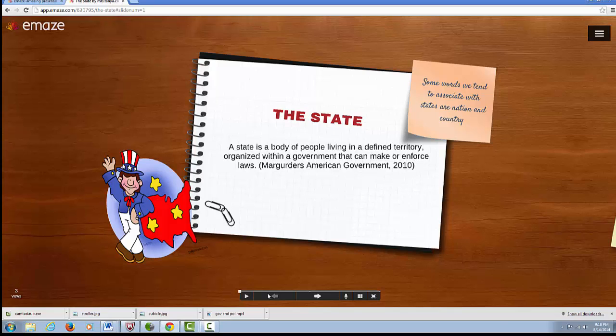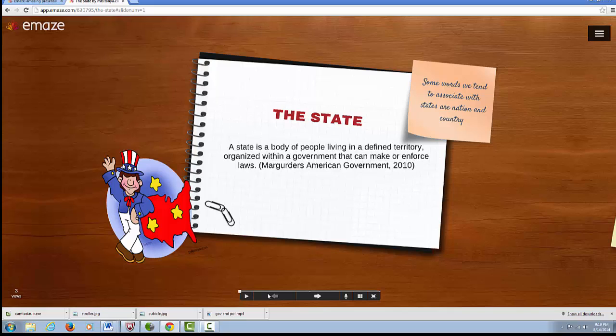Hi guys, today we're going to talk about the concept of the state as well as theories regarding the origin of the state, or that is, how did people come to form governments? So let's first talk about the definition of a state. And I don't want you to be confused with the 50 states of the United States, but rather the state as its own entity.